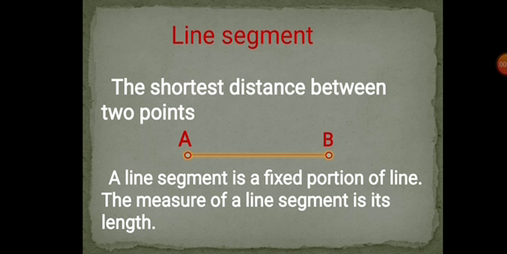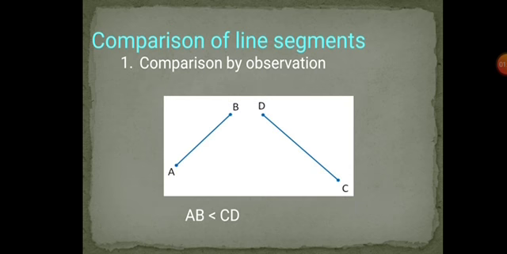We use this idea to compare line segments. Here we will see the ways how we can compare line segments. The first way to compare line segments is comparison by observation. As here we can observe two line segments AB and CD. It's very clearly seen here that line segment AB is smaller than line segment CD. This we concluded by mere observation.